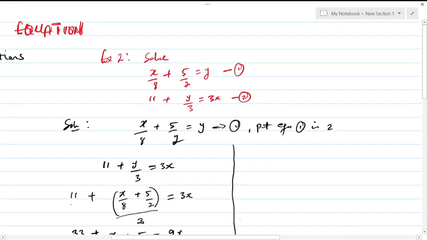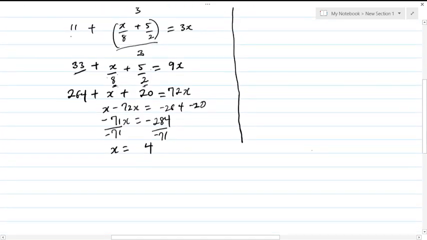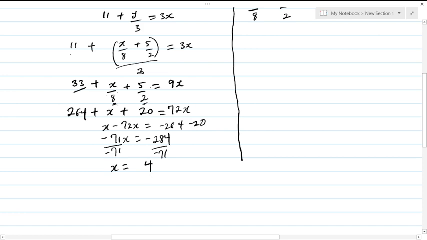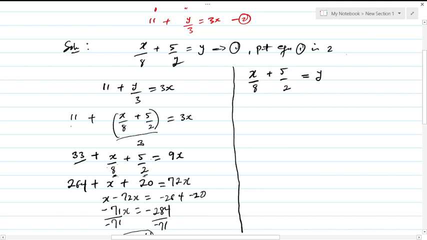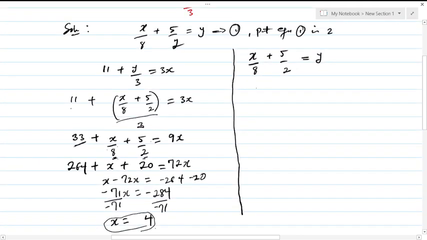So back to the question. Our equation 1, we have x over 8 plus 5 over 2 equals y. So here now we already have the value of x to be equal to 4. So we just put that in this equation 1. So that will now be 4 over 8. We put x here, substitute it here. 4 over 8 plus 5 over 2 is equal to y.